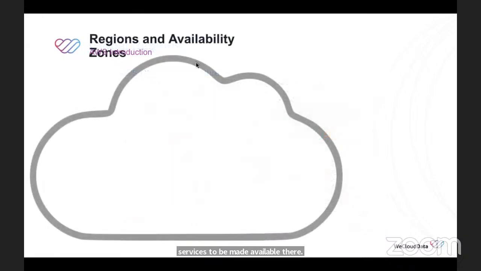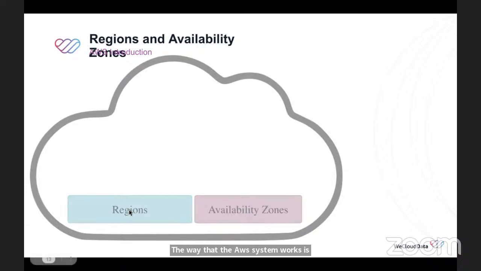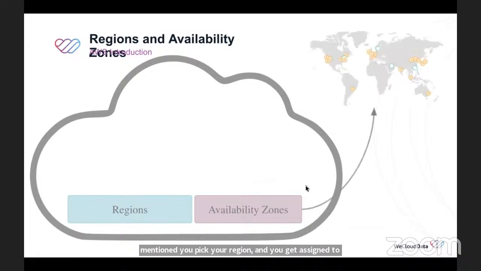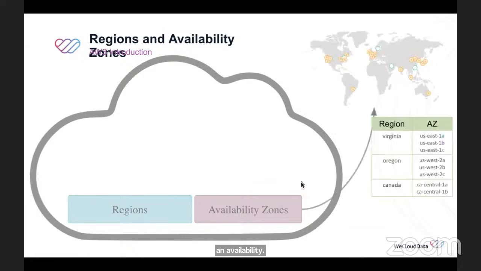The way that the AWS system works is that first, like I mentioned, you pick your region and you get assigned to an availability zone. Now, these zones are given with these indicator letters. Again, this is a bit outdated. There might be a bit more availability zones now. Physically, each availability zone is a data warehouse, so it has its own server room in that zone.